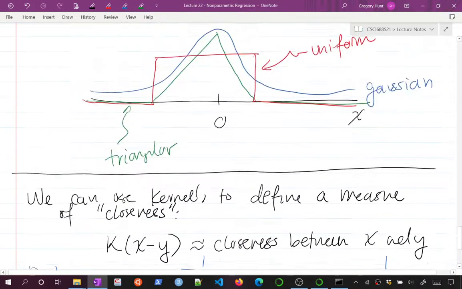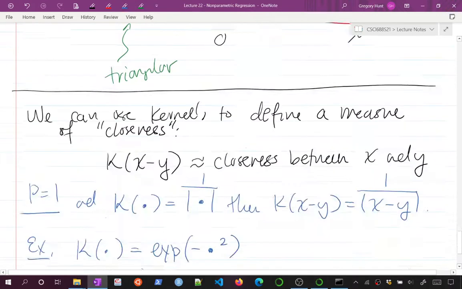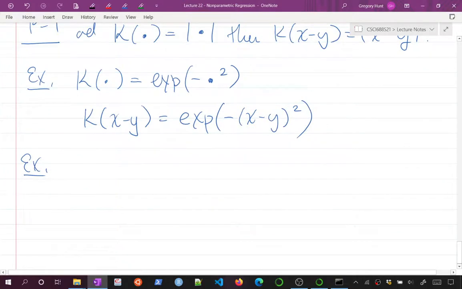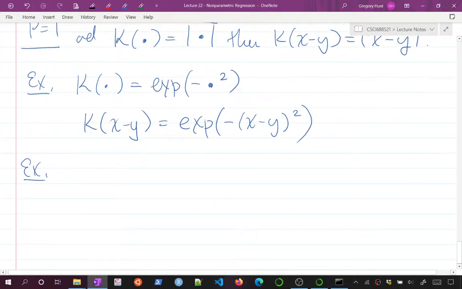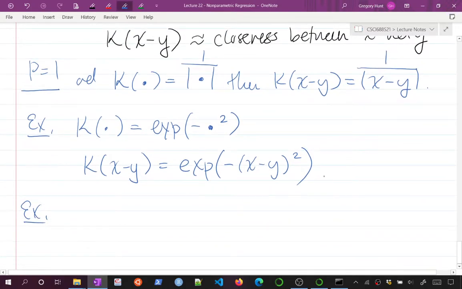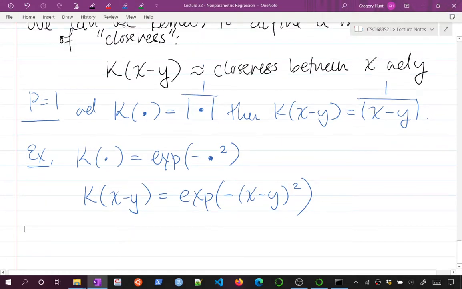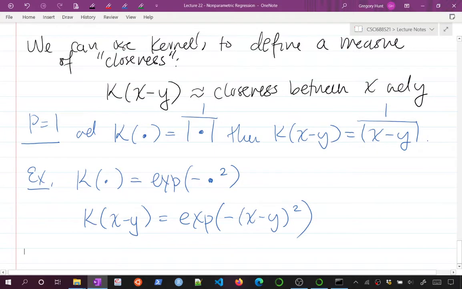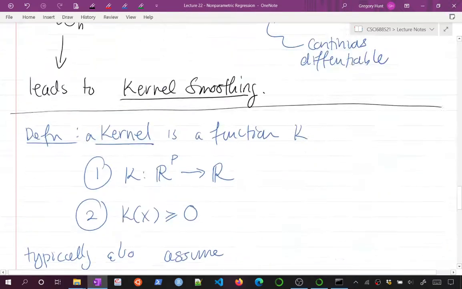In the uniform situation, it would basically be like, are they within a certain distance of each other? 0, 1, are they within a certain distance of each other? And the triangular would be, well, you can think about what those are. The point being is that we can use these kernels to define some kind of closeness between points.